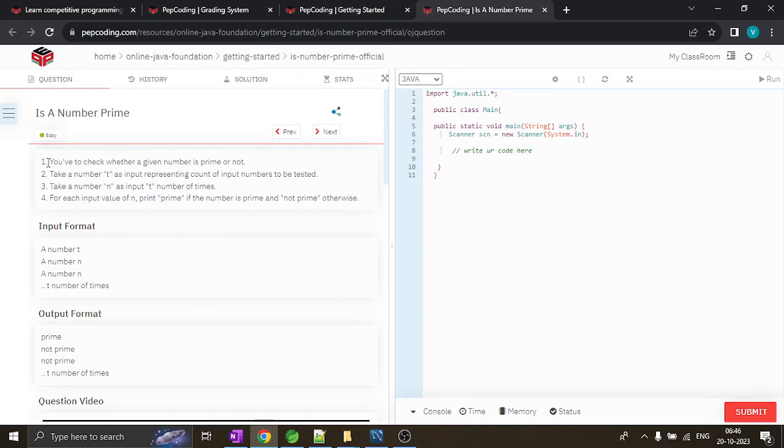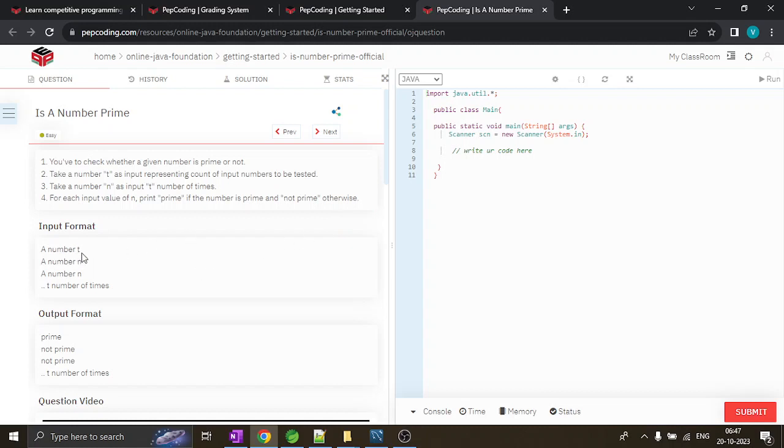Okay, let's read the statement. You have to check whether a given number is prime or not. Take a number t as input representing the count of input numbers to be tested. Take a number n as input t number of times. For each of the input n, print prime if the number is prime and not prime otherwise.